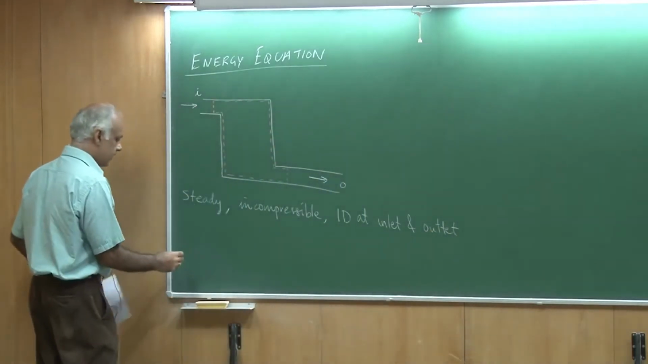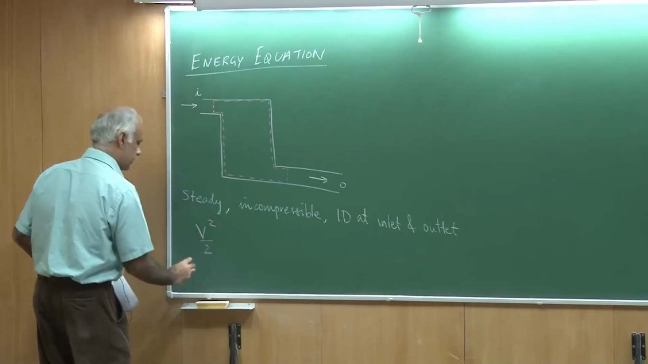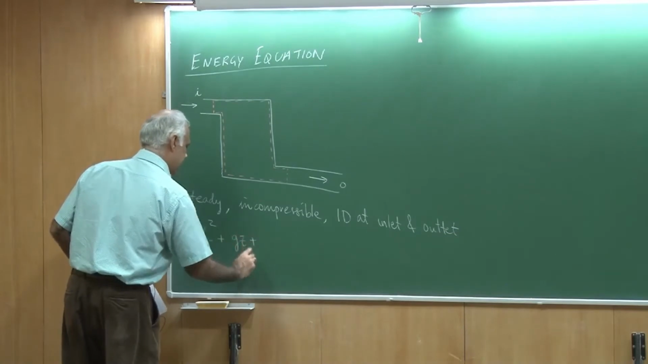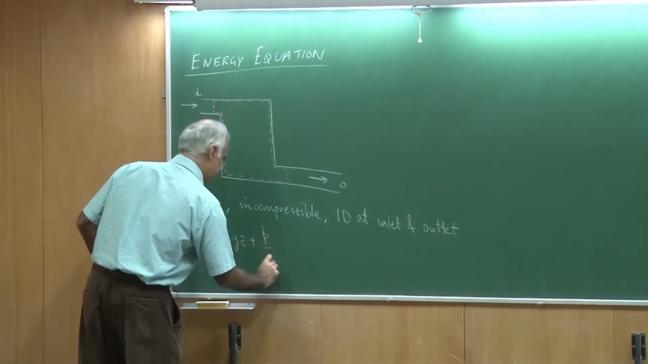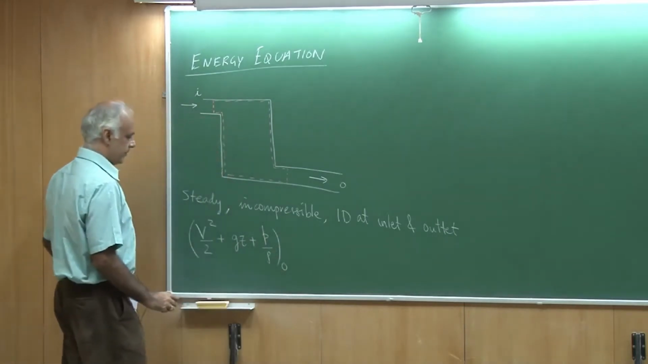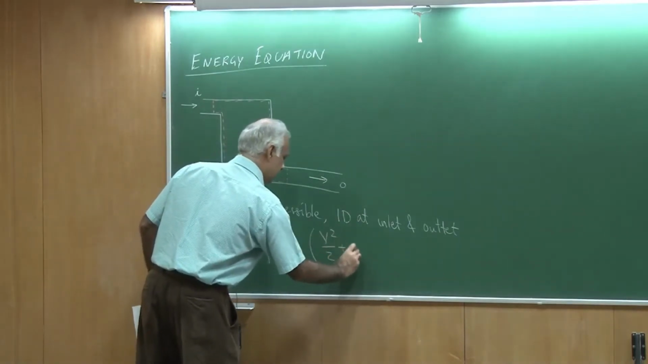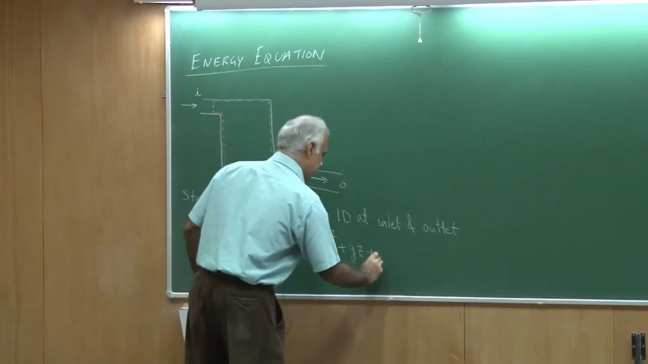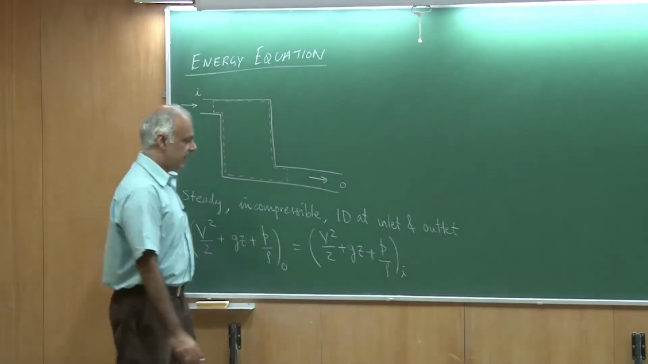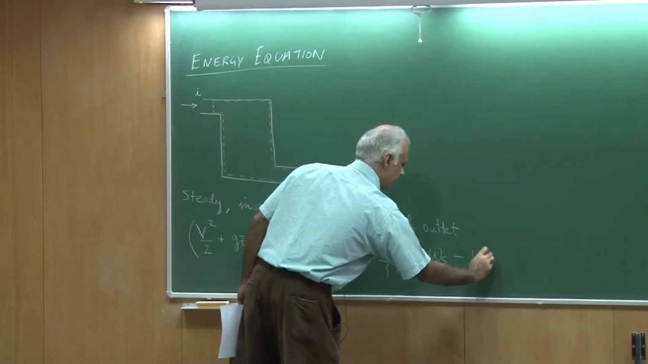we are able to write the V square by 2 plus gz plus P by rho. This at the outlet is actually given as V square by 2 plus gz plus P by rho at the inlet, and then we have to add here minus the Ws and Wl.